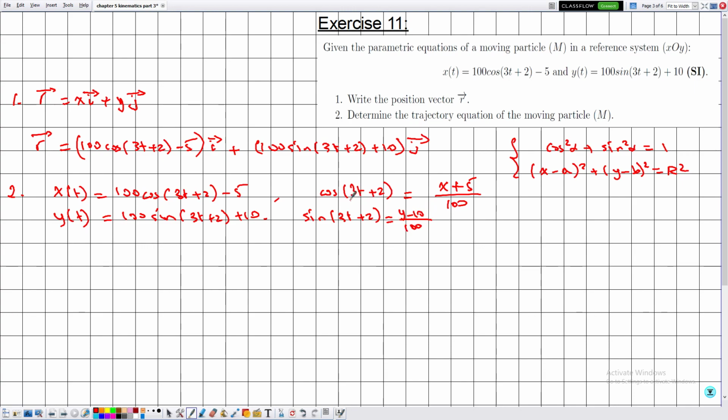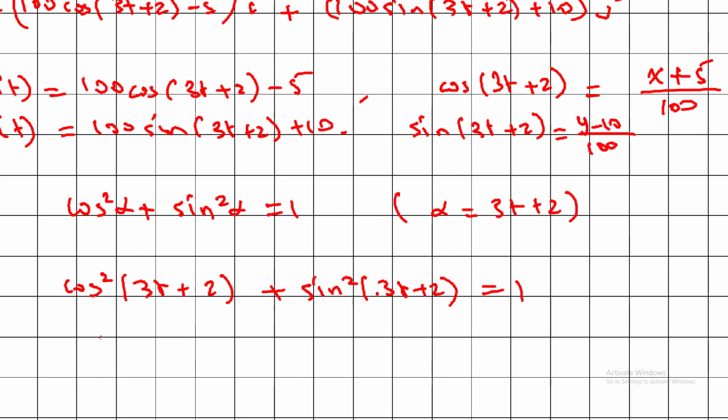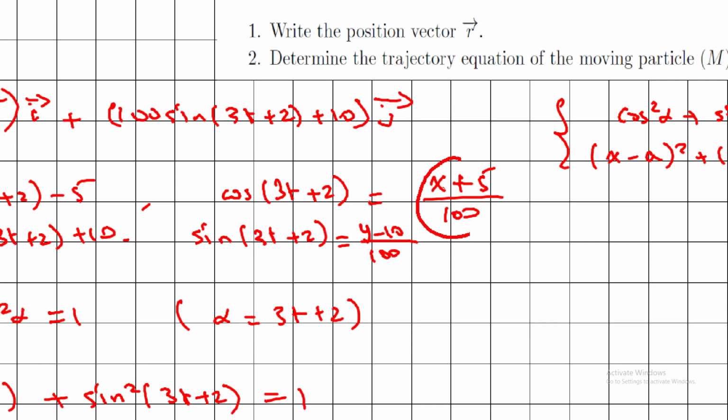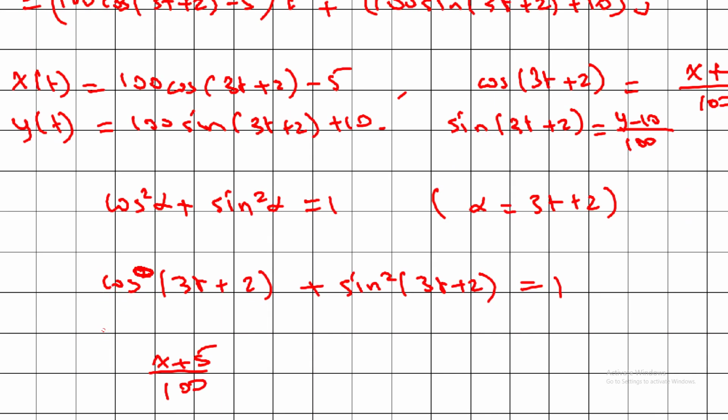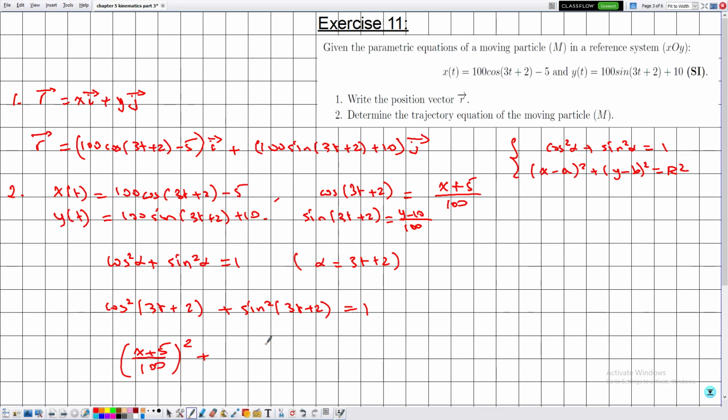Now after we have determined the explicit relation of cosine and sine in terms of the variables x and y, we can say that cosine square of alpha plus sine square of alpha is equal to 1. Here we are choosing alpha to be 3t plus 2. So cosine square of (3t plus 2) plus sine square of (3t plus 2) is equal to 1. And this is true because the angle of the cosine and the sine are equal. Now cosine (3t plus 2) is given by (x plus 5) divided by 100. Notice that this power 2 is for all of the cosine, plus sine square (3t plus 2). Sine (3t plus 2) is given by (y minus 10) divided by 100, raised to the power 2, which is equal to 1.